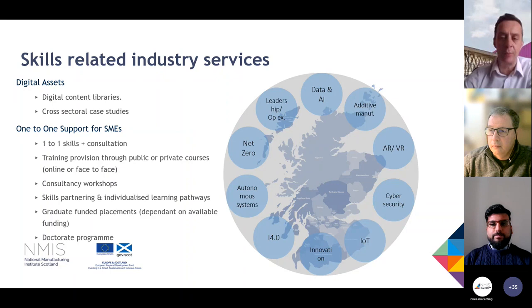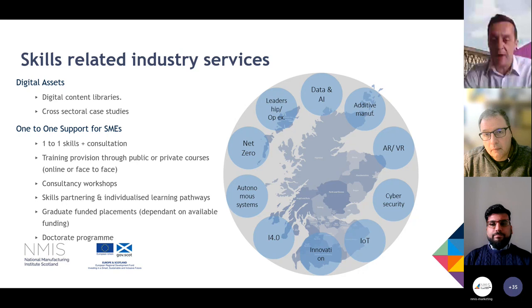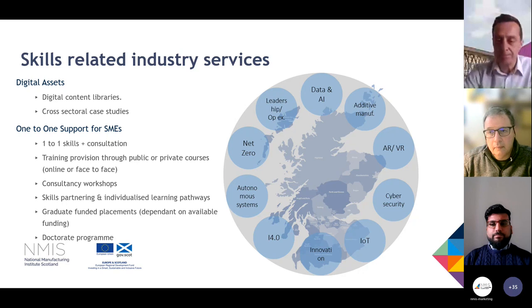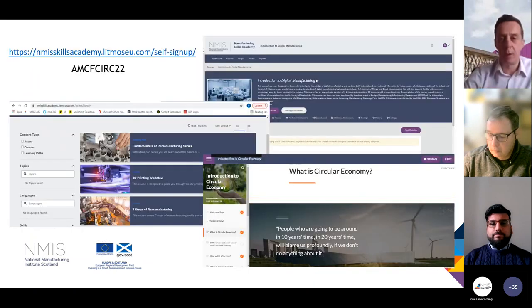We can run a number of consultancy-style workshops and a range of digital manufacturing, leadership, sustainability and advanced manufacturing topics, and we can develop individualised learning pathways with access to our learning management system. We can facilitate graduate placements with your business, and depending on availability of funding, these can be fully funded. And we also run an engineering doctorate programme here in the MSA.